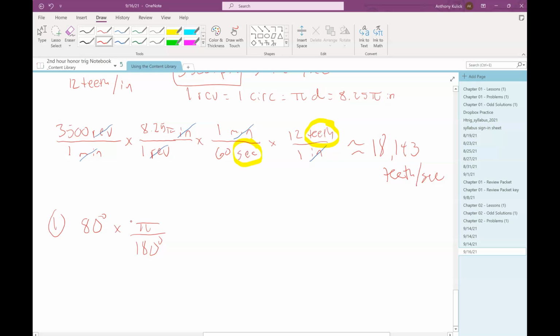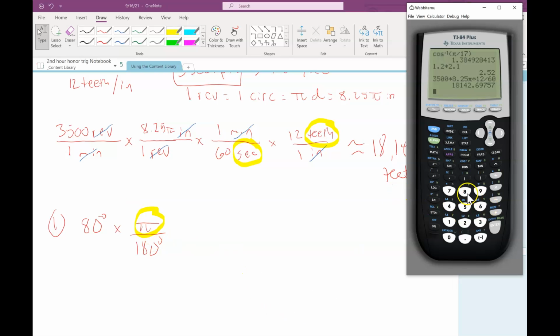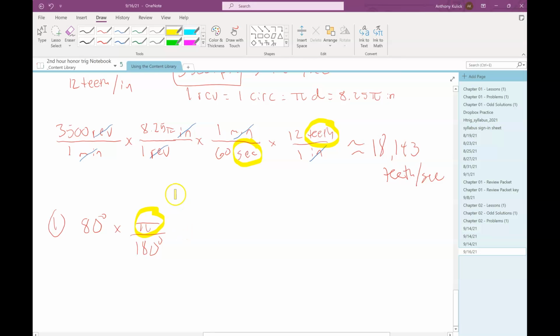So we're multiplying by pi over 180, right? On my calculator, I'm just going to ignore the pi and add it on at the end by hand. So I'll do 80 over 180, and I'll press the math button and choose the fraction command. That gives me 4/9, and then I'll add the pi on myself.